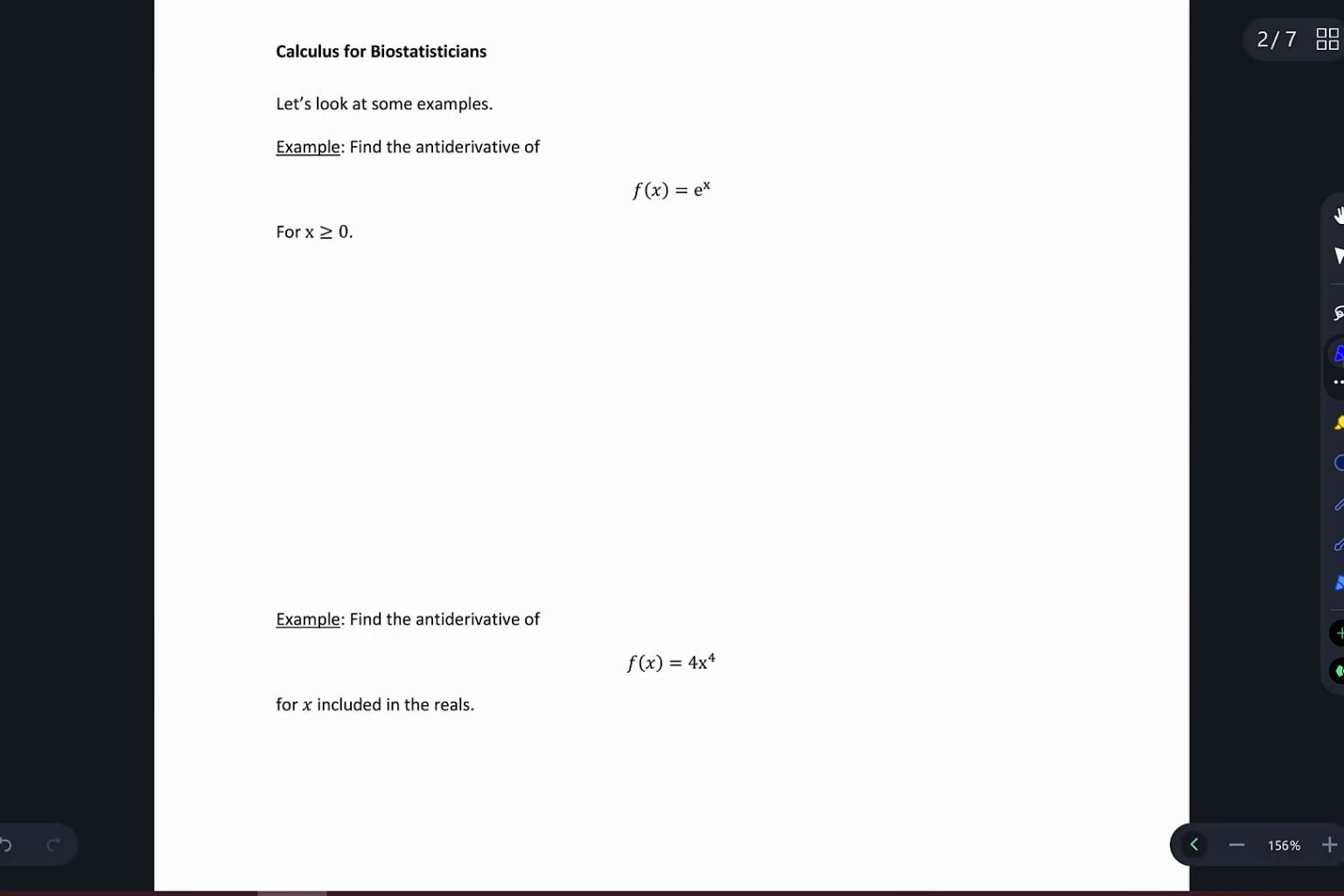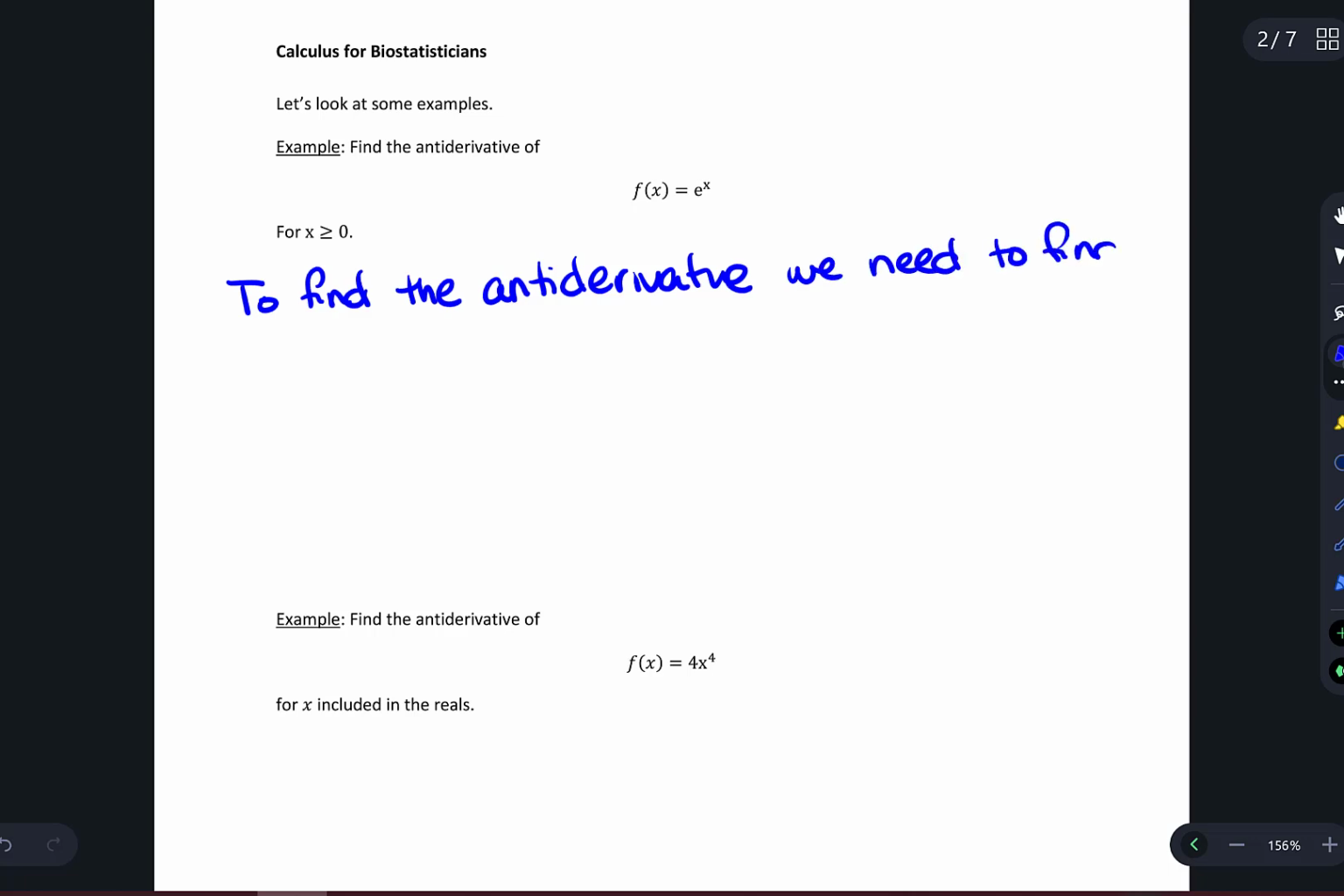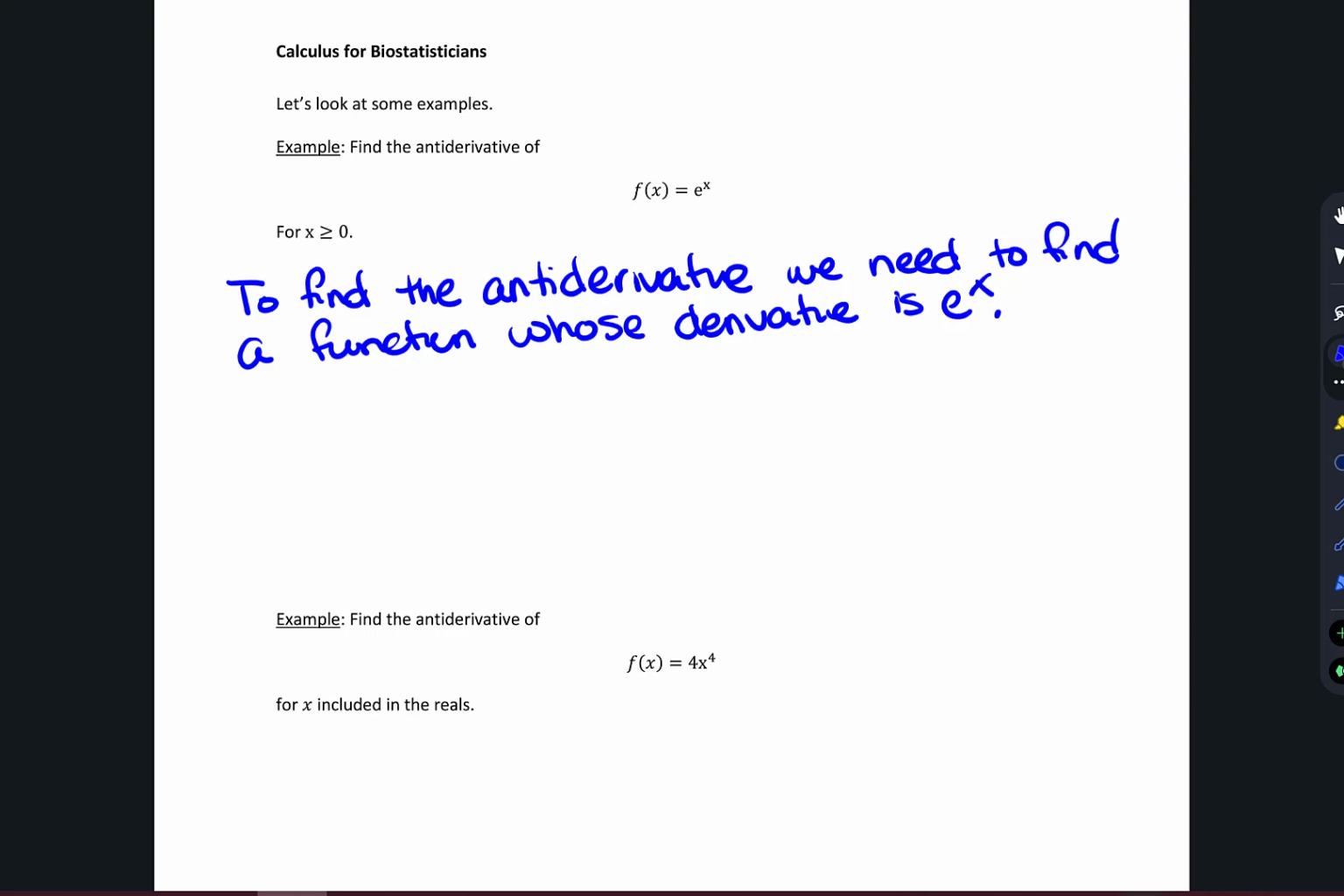And so in order to find the antiderivative, we need to find a function whose derivative is e to the x. Right, so that's why it's called an antiderivative here. You're really given the derivative, and then you're asking yourself what function would have this as the derivative.